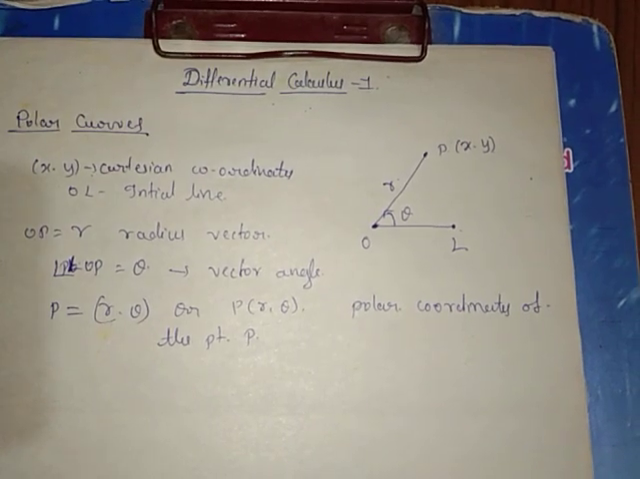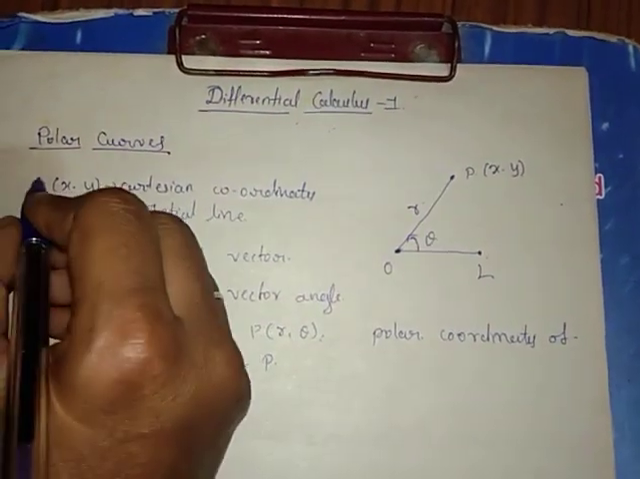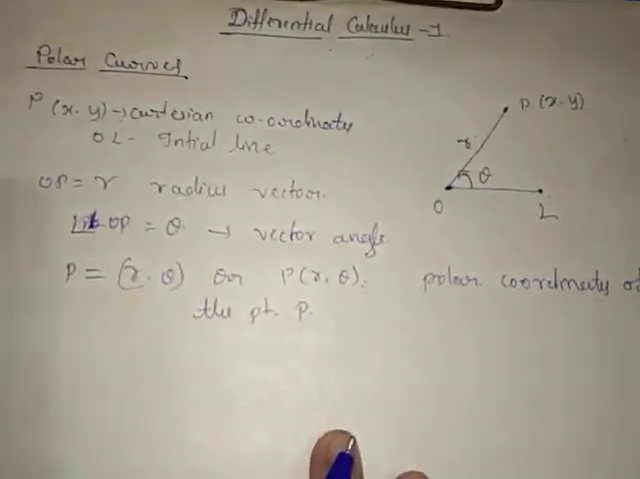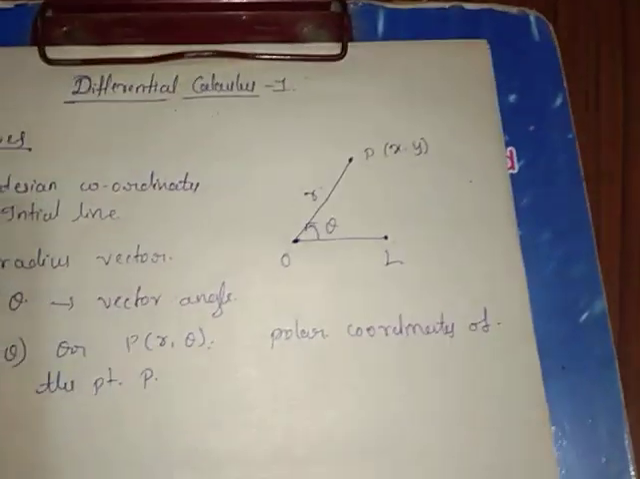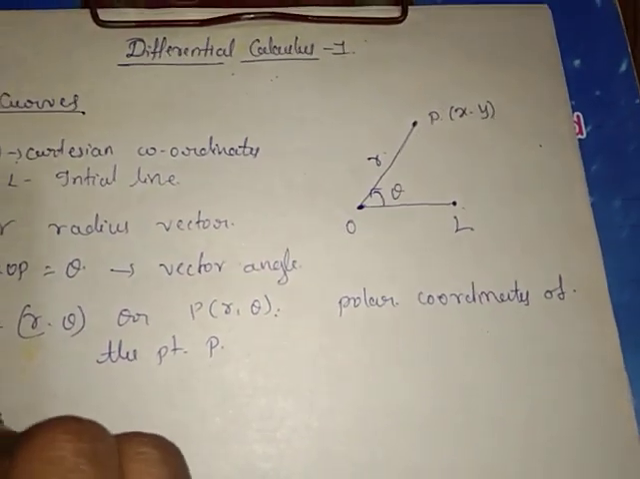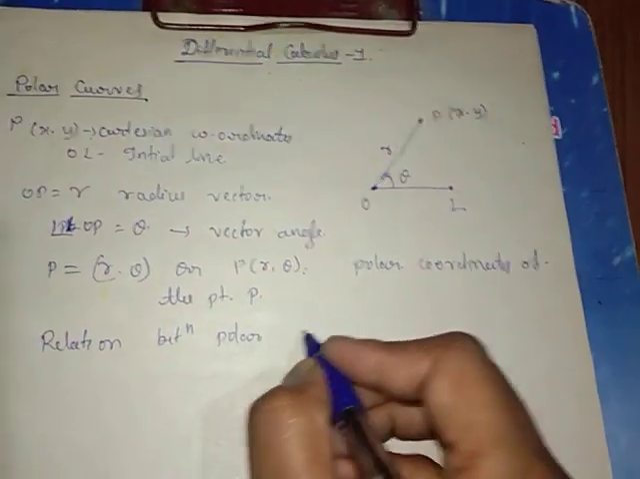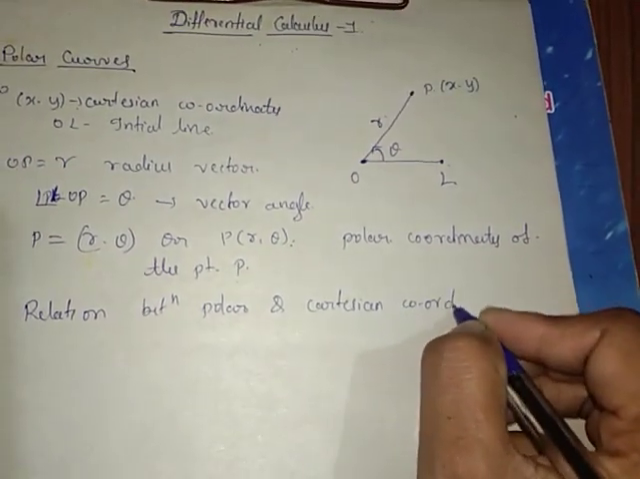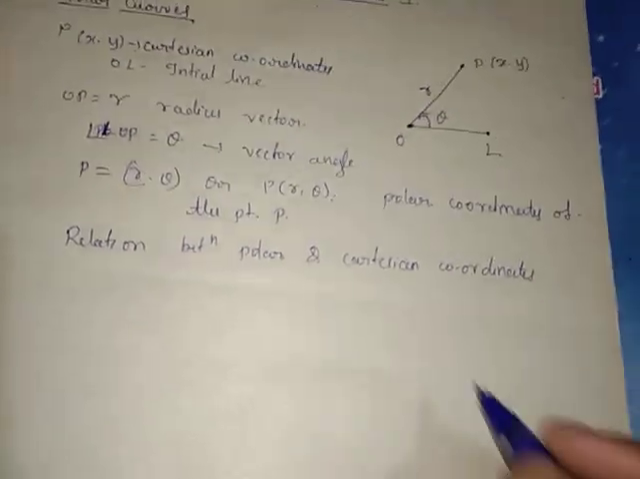Now we are going to establish the relation between these polar coordinates and Cartesian coordinates. A point can be expressed either in Cartesian coordinates or in polar coordinates. So what may be the relation we can establish between polar coordinates and Cartesian coordinates? That is called the relation between polar and Cartesian coordinates.